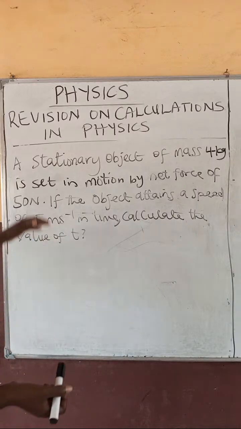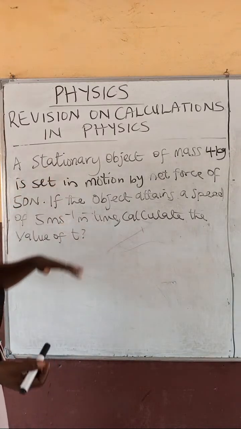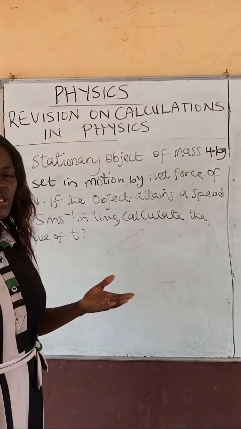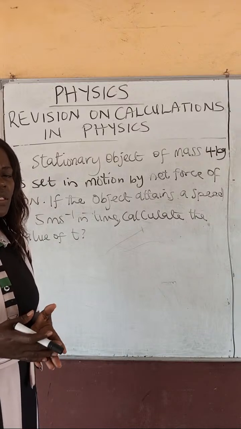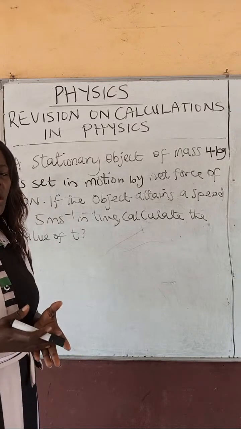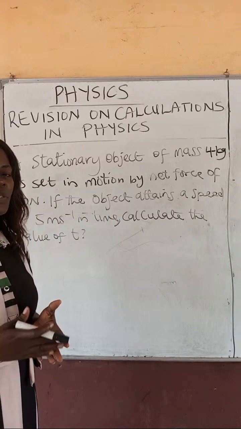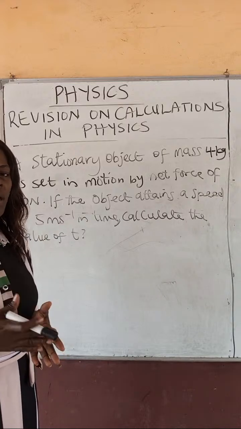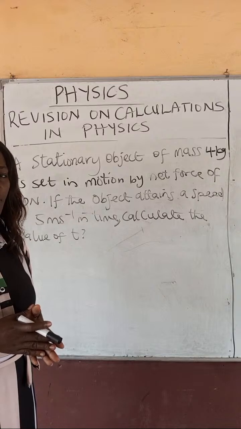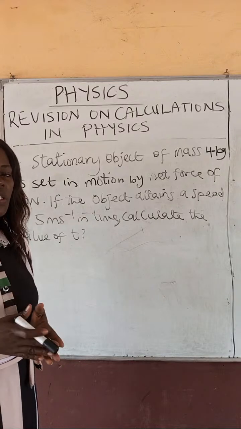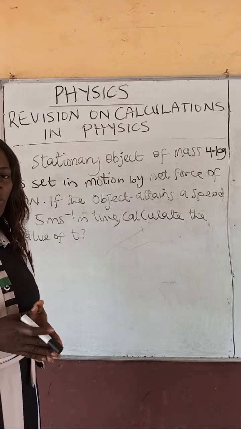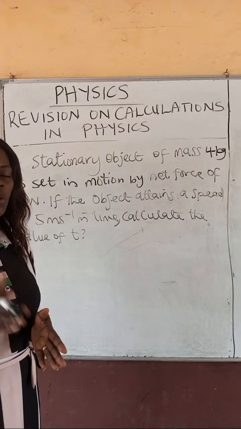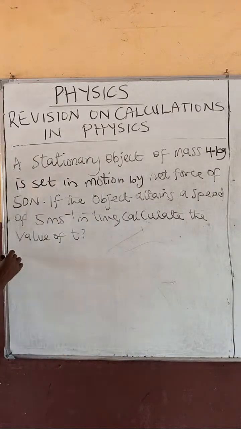A stationary object, you know what is stationary? An object that is on its own, that is not making any movement, is said to be stationary. And when an object is stationary, it's not moving. So the initial velocity of that particular object at that time is equal to 0. Why is it equal to 0? Because the object is not making movement. It's a stationary object, and its initial velocity is equal to 0. So we say that initial velocity u is equal to 0.